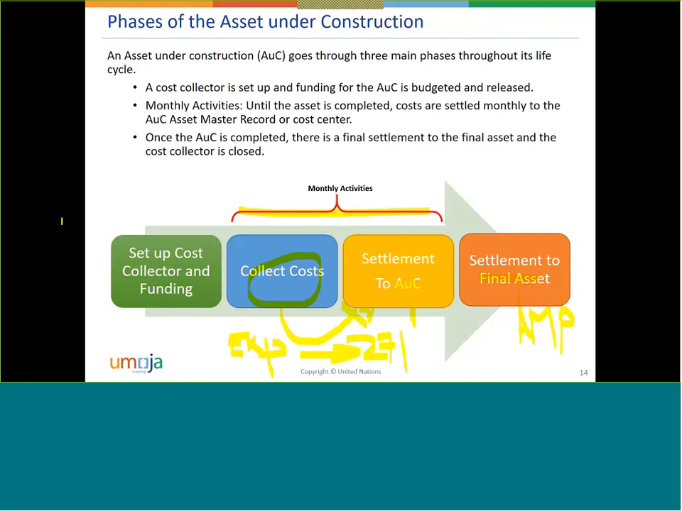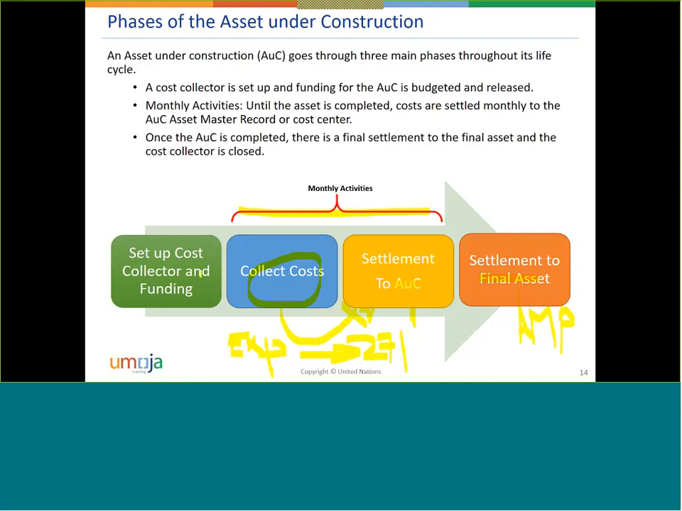There is a question from someone, I think actually it's Roberto: when can an AUC be reclassified as a final asset? We are settling to the AUC monthly, and only when the engineer says this project is technically completed, so this AUC is technically completed, only at that moment we will create a final asset and settle to the final asset. So the trigger is a manual action of the engineer that has the role PP01.